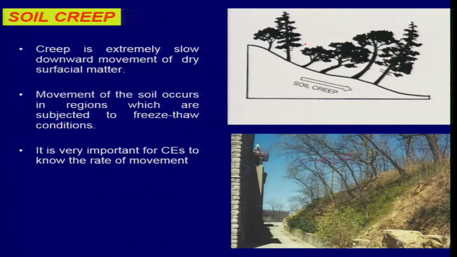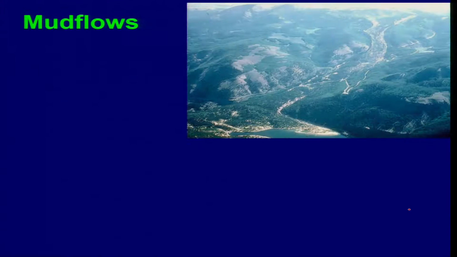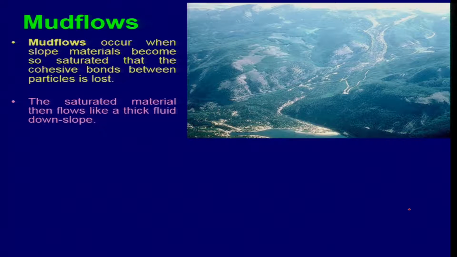So, this is an example of soil creep over here, and this again is showing the bending of the tree trunks. So, this can help us in identifying that this area is slowly creeping. An example of rock creep, very slow creeping is taking place. Now, mud flows, we have talked about this. So, I will just move ahead.